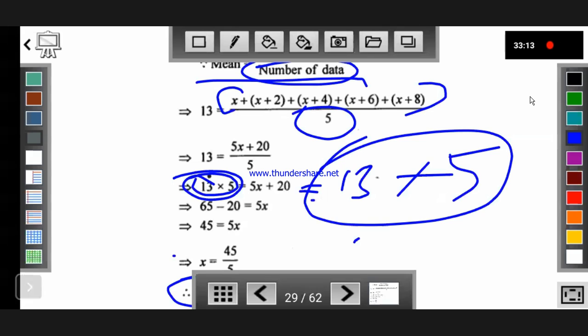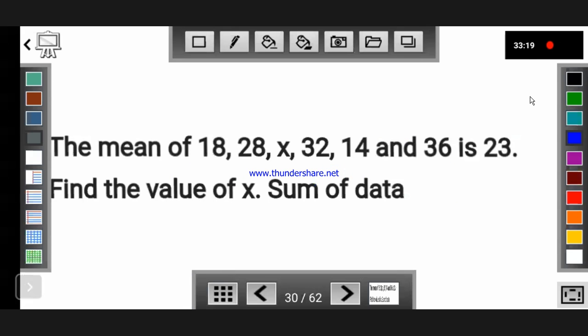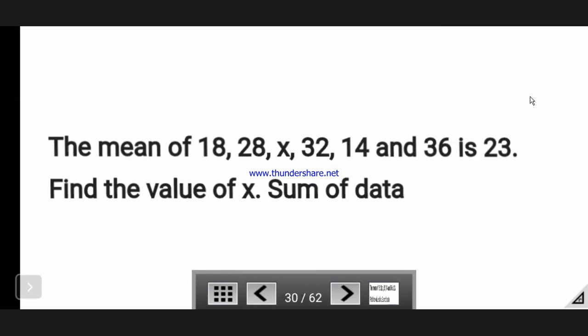Okay? Shall we go to the next page? Okay, ma'am. We shall go to the next page, ma'am. Try to calculate this now.